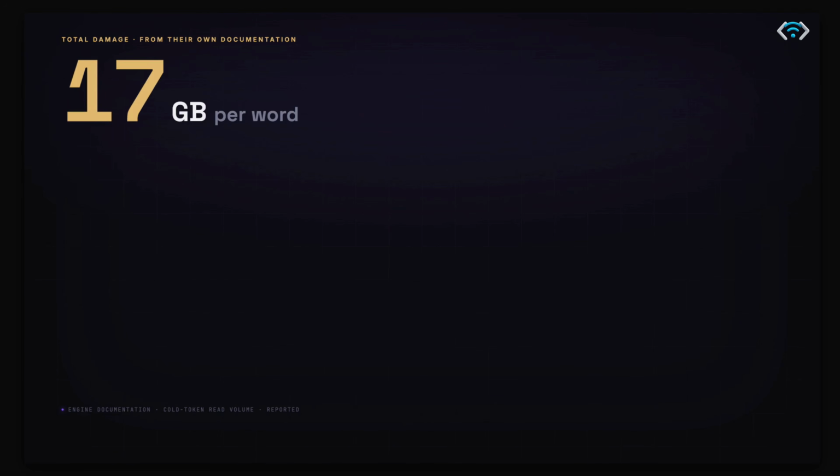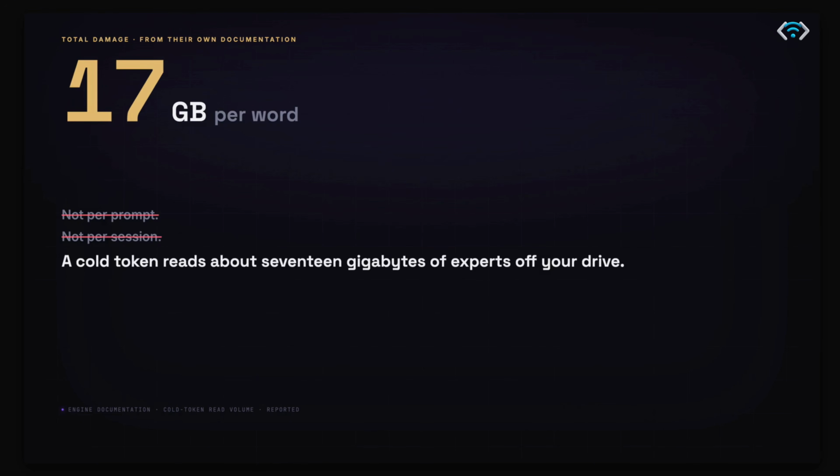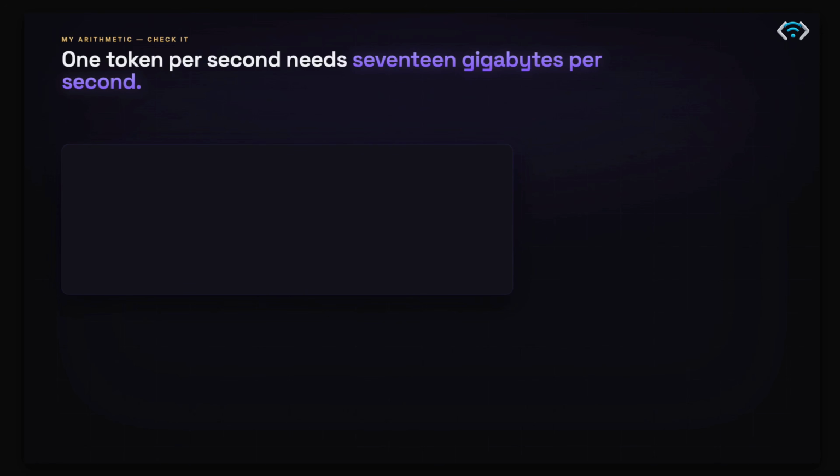Total damage from their own documentation. A cold token reads about 17 gigabytes of experts from your drive. Not per prompt, not per session. 17 gigabytes per word. Now let me do the arithmetic that number forces, because it defines this entire category of software, and it's mine. Check it.